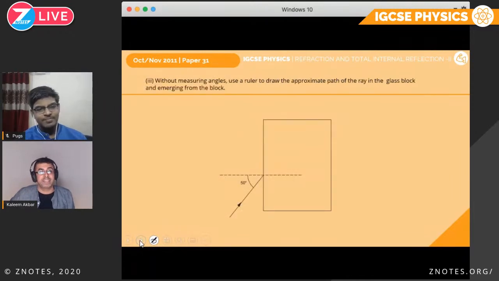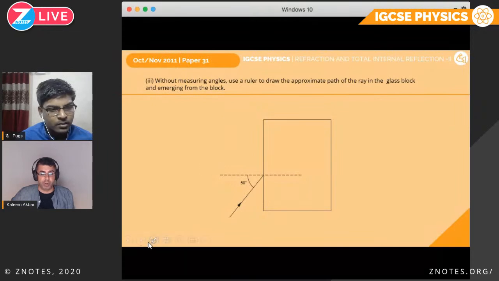Okay, next. Here's an example of what we talked about last lesson, where they're just asking you without measuring angles. In other words, what I said to you last lesson, sketch it. Draw the approximate ray of the ray in the glass and emerging from the block. You're going from less dense to more dense. What does it do? Bends towards the normal.